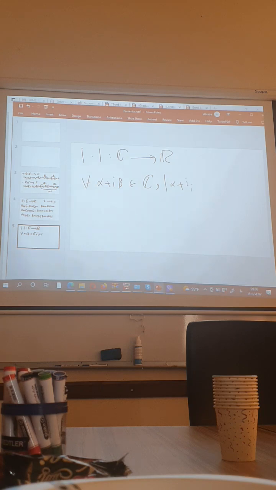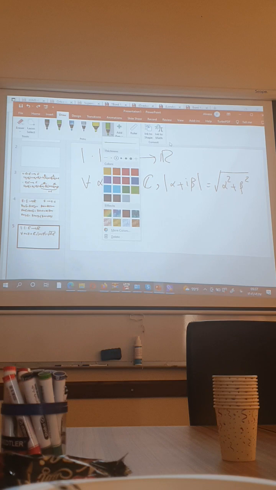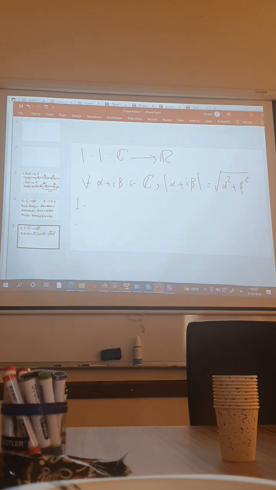This norm is equal to the square root of alpha squared plus beta squared. You know that this is a real number, okay? And you must write this by these notations or this notation, okay? Let me check these three properties. Property 1, for example. Two and three.